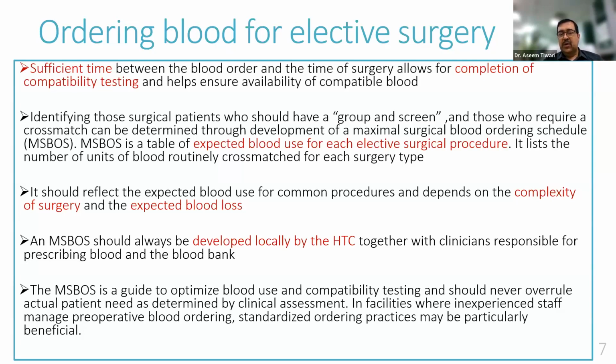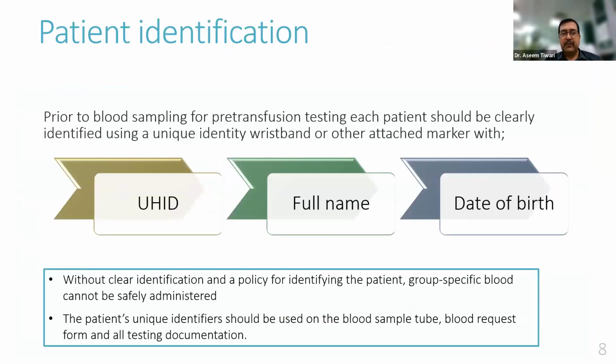So you don't keep all the units cross-matched in several procedures where the usage is not so common. We just do a group and screen. So we only do the patient blood grouping and antibody screening, and the blood units are ready in the blood bank. Should they be required, they can be given in a very short turnaround time.